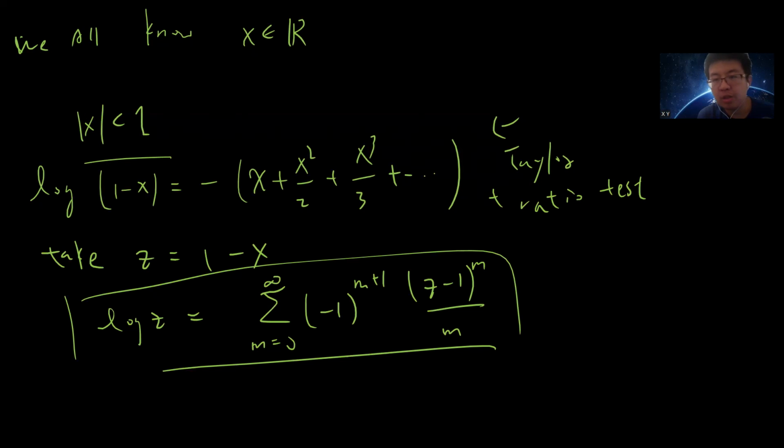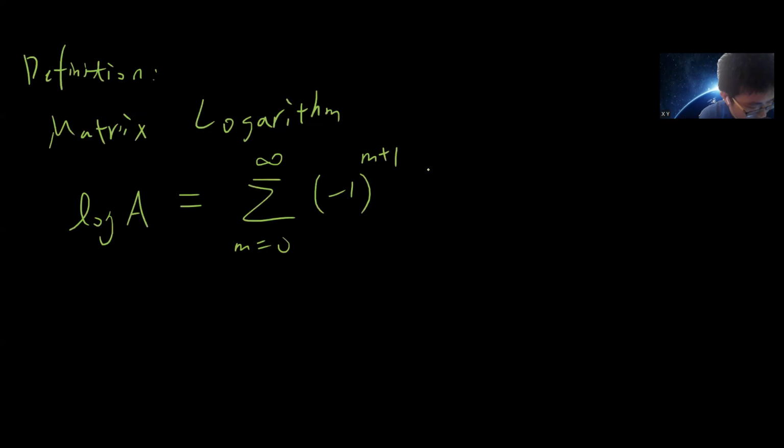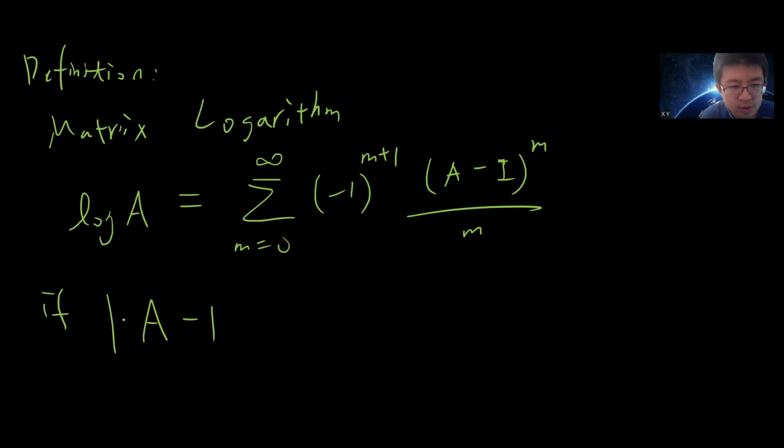And you can prove that since both the log and the exponential series converge, you can plug one into the other's Taylor expansion and prove it's really the inverse. So now one can give the definition of the matrix logarithm. It's very simple: I can define the matrix log A to be the summation from m equals 1 to infinity of (-1)^(m+1) (A minus identity)^m over m. And by the previous theorem, we know that if the norm of A minus I is less than 1, then log A is well defined.